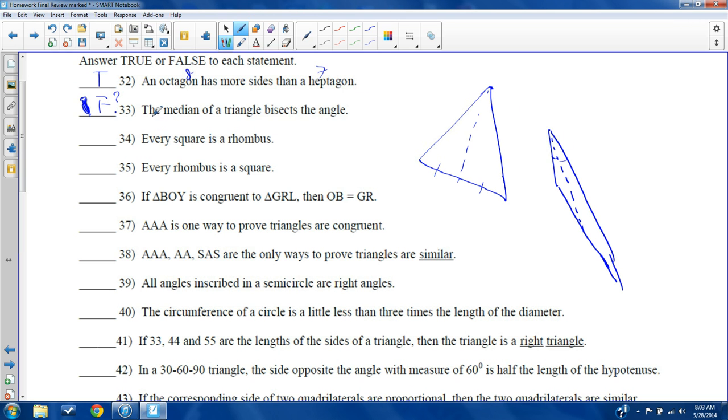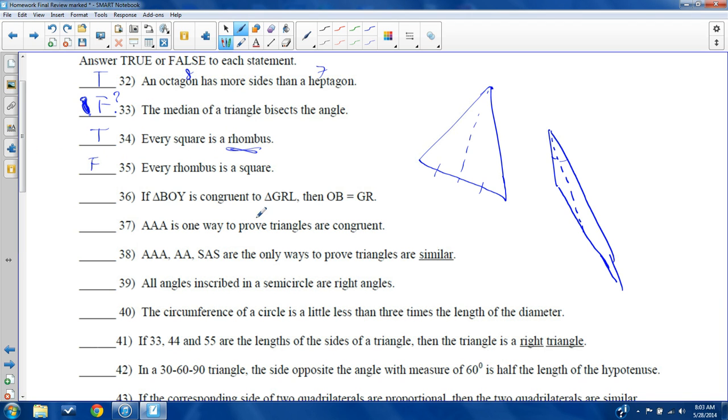Every square is a rhombus. What they're saying is that one of the properties of a square is it has 4 congruent sides. Another property is it has 90-degree angles, but if it has 4 congruent sides, that is the same as a rhombus. That's true. Now, every rhombus is a square is not true, because not every rhombus has 90-degree angles.